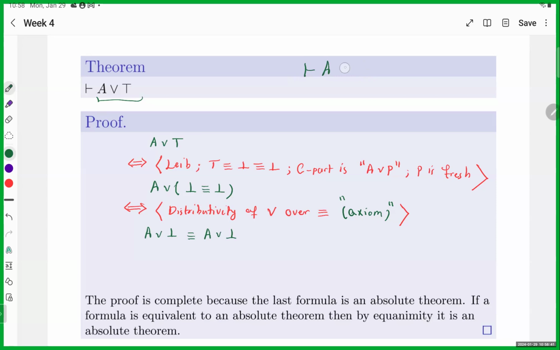So that means A or bottom is equivalent to A or bottom. It's an absolute theorem. And our proof is complete because this is equivalent to an absolute theorem, meaning it is itself an absolute theorem.